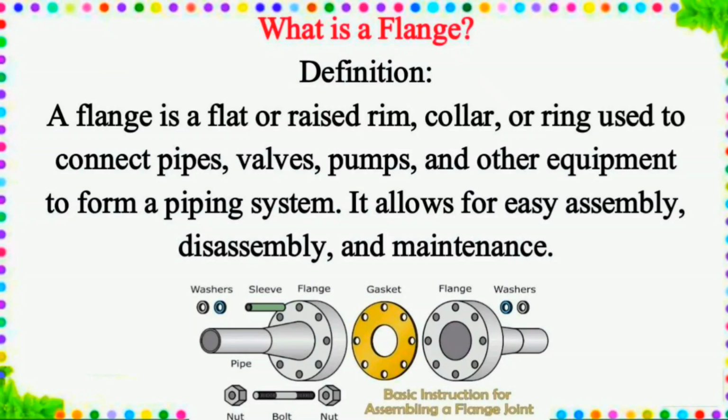What is a flange and its types? A flange is a flat or raised rim, collar, or ring used to connect pipes, valves, pumps, and other equipment to form a piping system. It allows for easy assembly, disassembly, and maintenance.